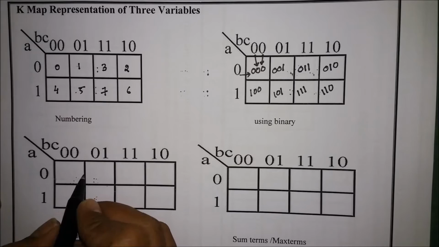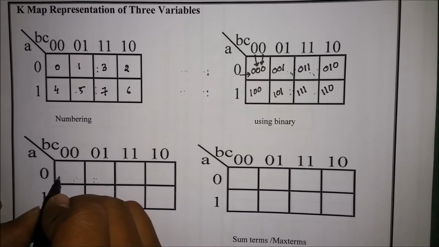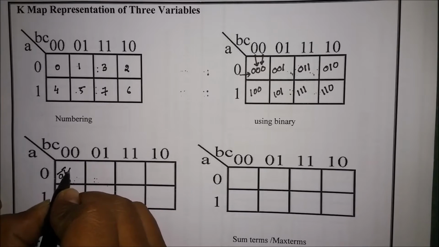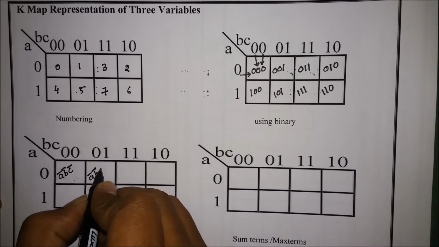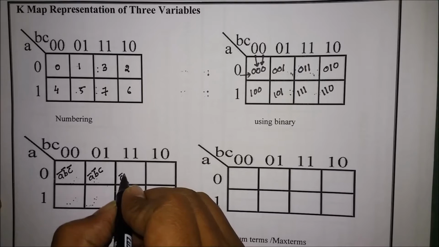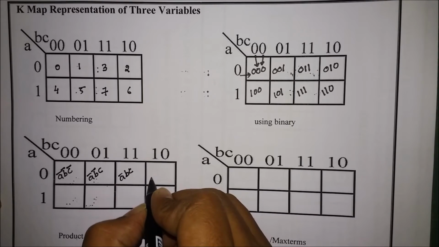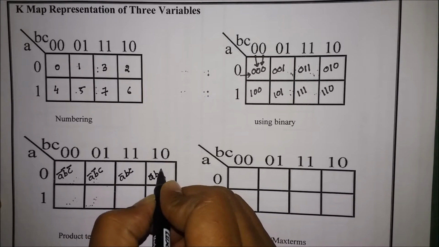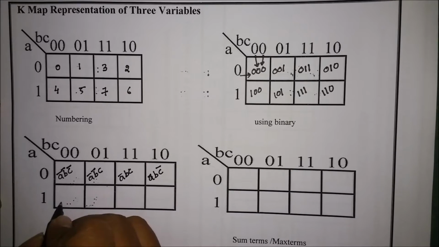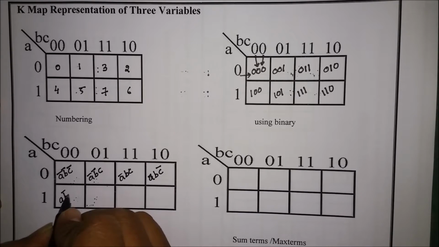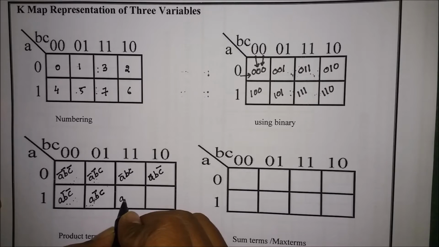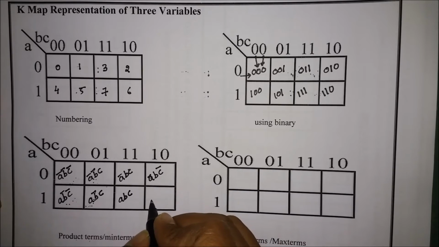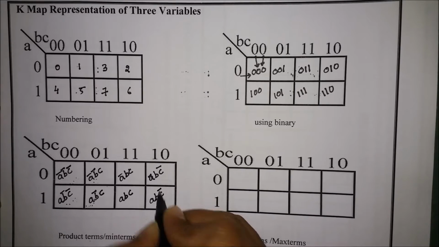Now, in terms of your min terms, the first term will be A bar B bar C bar, the second term is A bar B bar C, the third term is A bar B C, here it is A bar B C bar, the fourth term is A B bar C bar, the fifth term is A B bar C, next one is A B C, next one is A B C bar.